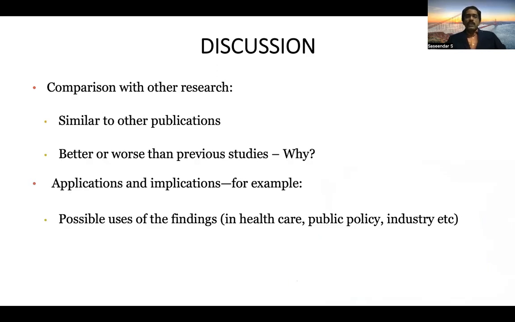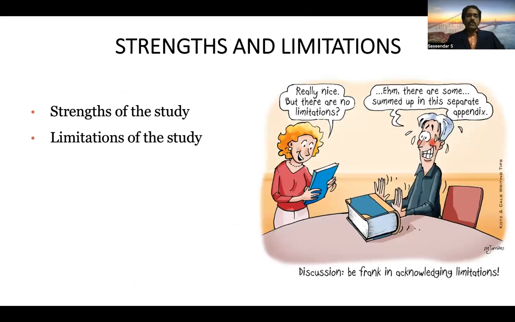The discussion should compare with other research and see whether the current findings are similar to other publications or better or worse than previous studies, and mention why. The discussion should also talk about the applications and implications of the results. For example, there can be applications in healthcare, public policy, or even in the industry. The discussion should also include an important paragraph with the strengths of the study and the limitations of the study.